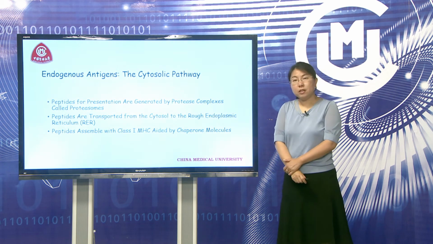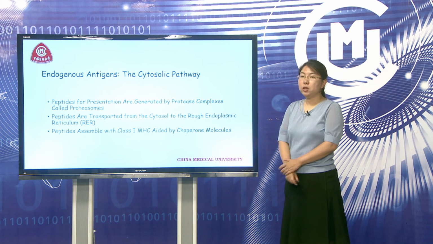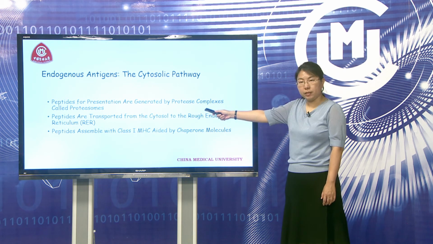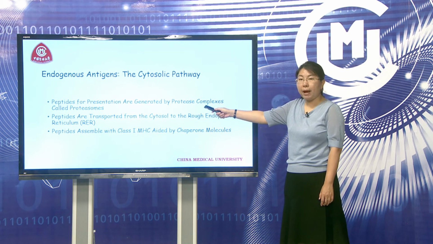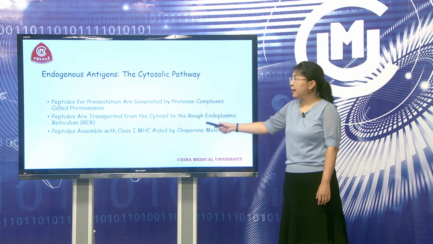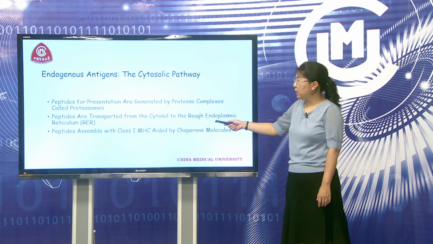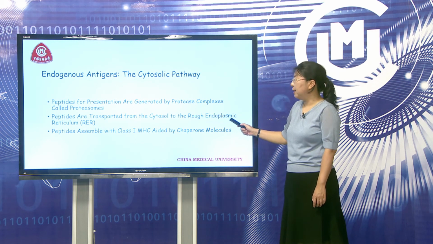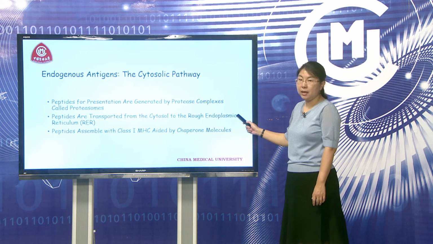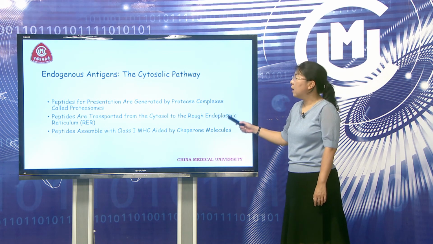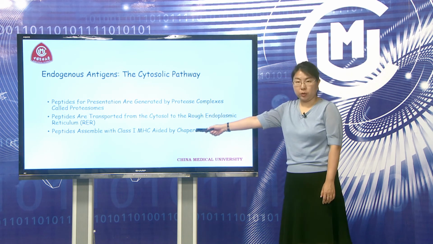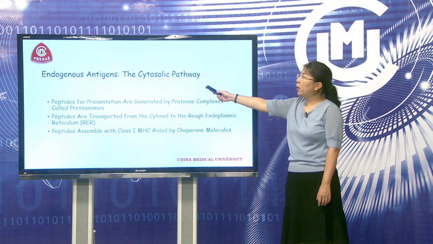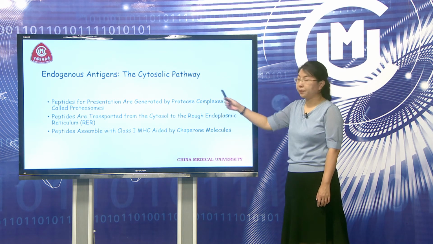For endogenous antigen and the cytosolic pathway, you should know these three key points. The first: the antigen is degraded by the proteasome. The second: the peptide moves from the cytosol to the RER by TAP, right? And the third: this peptide assembles with the class 1 molecule, not the class 2 molecule. So here, class 1 molecule. This is the key point for the cytosolic pathway.